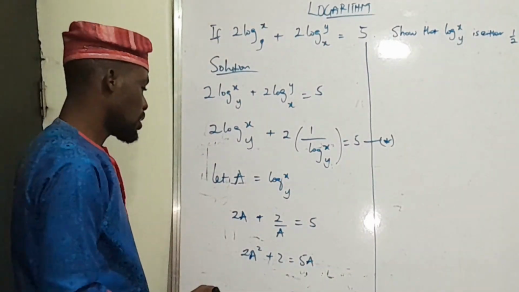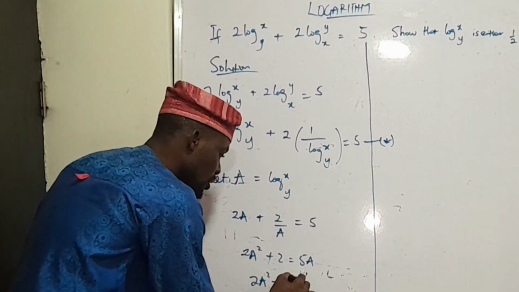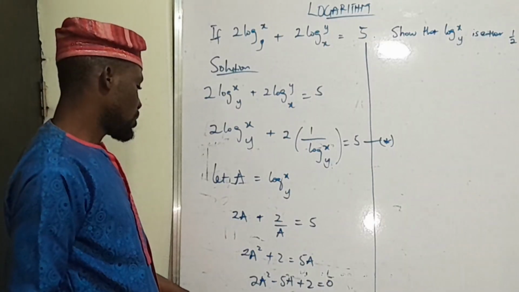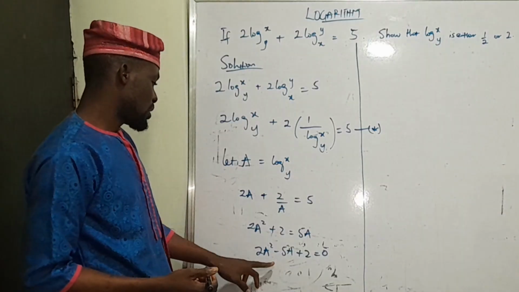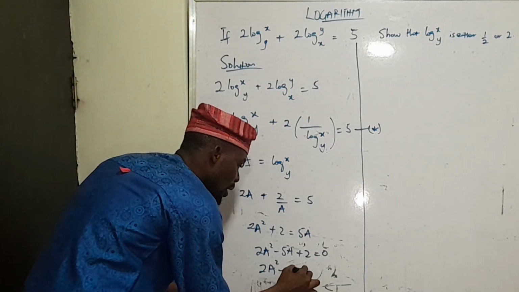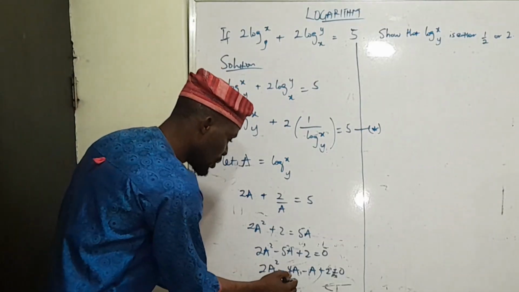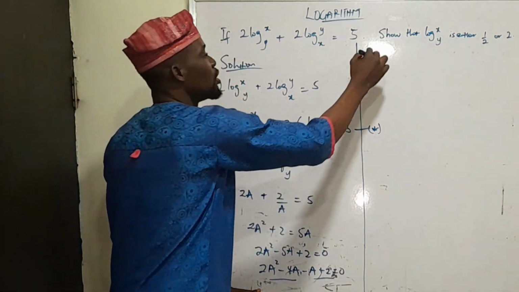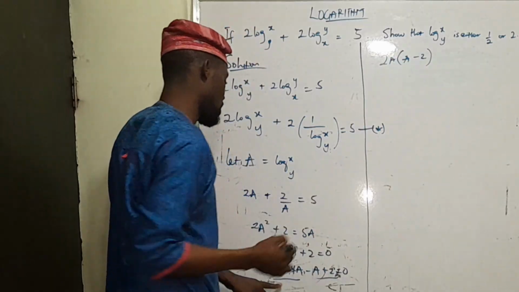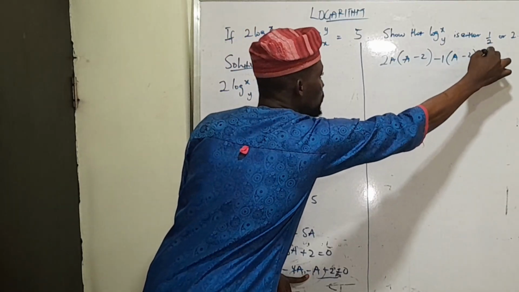Now at this point, this becomes 2a squared minus 5a plus 2 equals 0. Factorizing this, I'm going to have 4 minus 5, that's minus 4 minus 1. Now it becomes 2a squared minus 4a minus a plus 2 equals 0. Now, grouping: this becomes 2a into a minus 2, then what's common here is minus 1 into a minus 2, all equals 0.